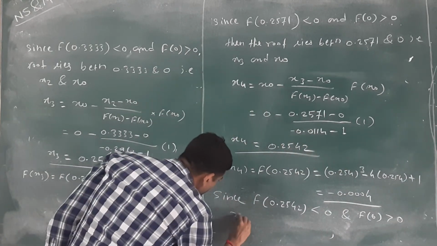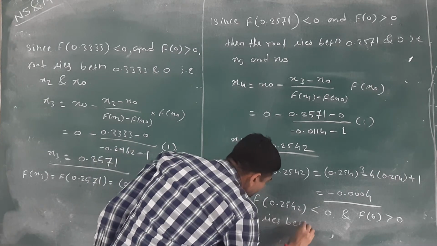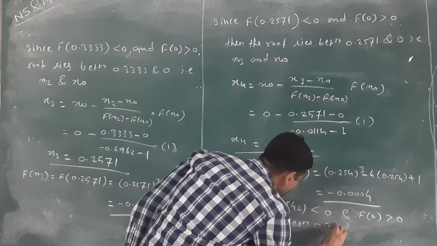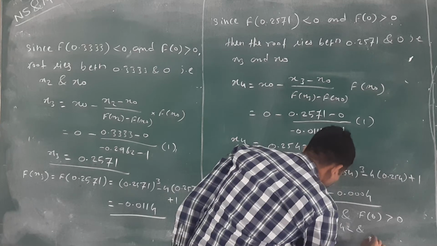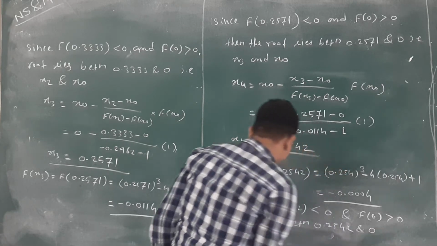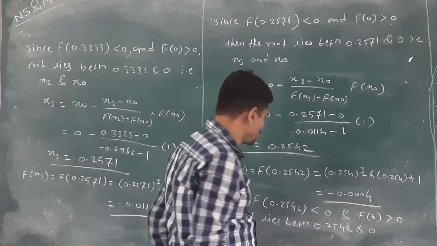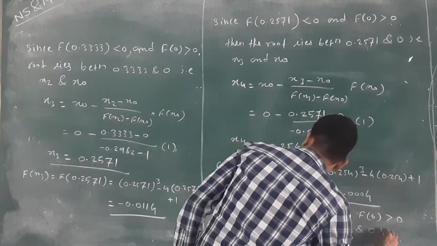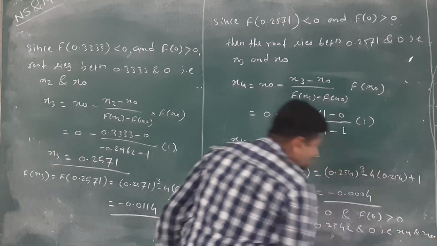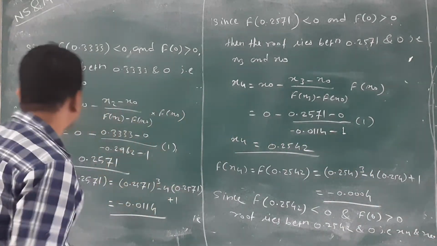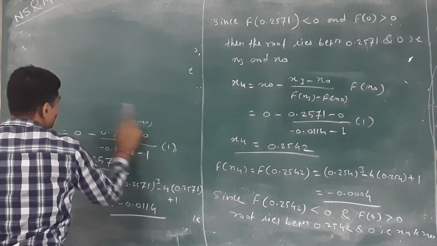Then where does the root lie? Yes, the root lies between 0.2542 and f of 0. Okay, these two values, that is x4 and x0. I will solve here with x4 and x0.